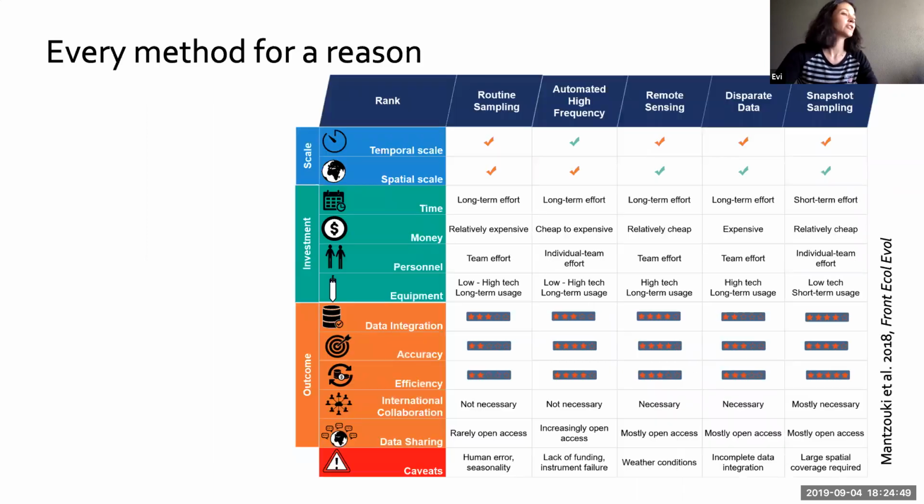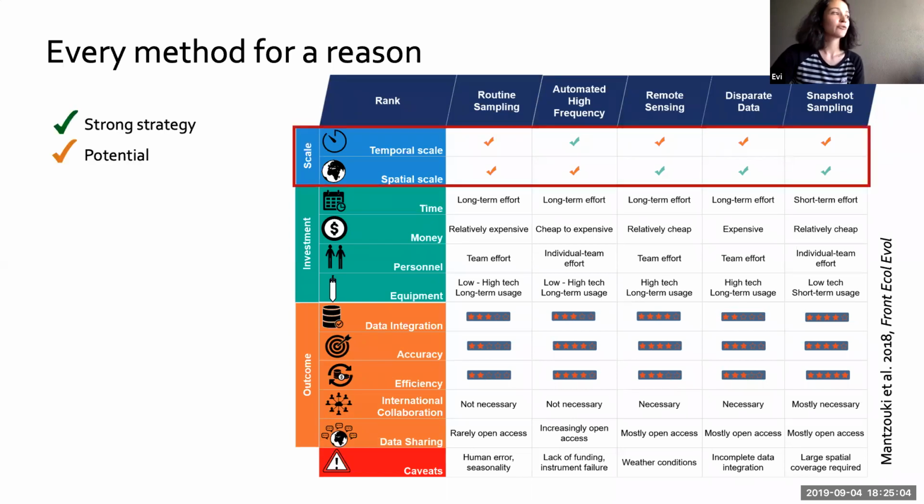Okay, sorry. So we realize that every method is best for a reason. So what we need to start with is to identify what's our question, what do we want to get out of this strategy. For example, what kind of scale do we want to cover? Do we want to cover a temporal scale or a spatial scale? And in this paper, we actually identify which strategy is the best for each scale and which ones have a potential to become good.